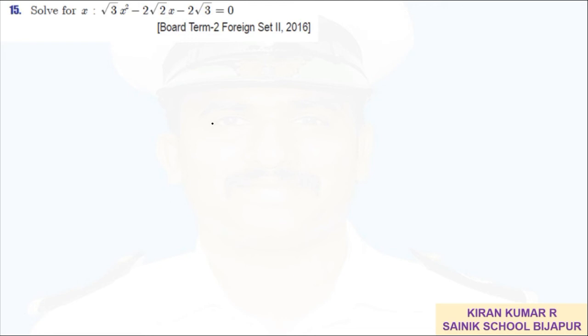Question number 15. Solve for x, root 3x square minus 2 root 2x minus 2 root 3 equal to 0. It's not that difficult, it's easy. We can try this. Here the sum we have to get it as 2 root 2 but negative, and the product we have to get it as negative 2 root 3 times root 3, nothing but negative 6.